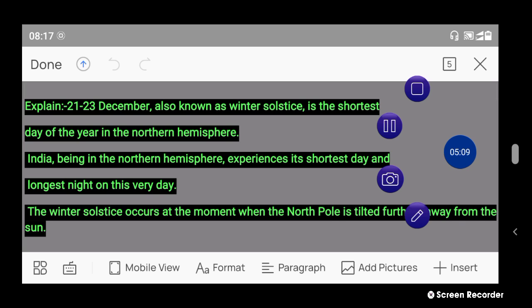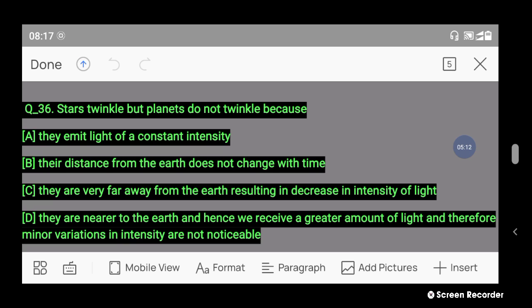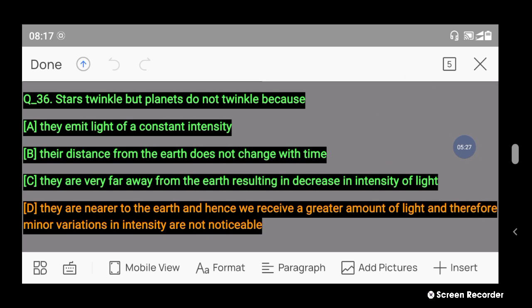Next question, question 36. What does it say? Stars twinkle but planets do not twinkle because? Which of these four options is correct? Number D, they are nearer to the earth and hence they receive a greater amount of light, and therefore minor variations in intensity are not noticeable. Stars twinkle but planets do not twinkle because of this.